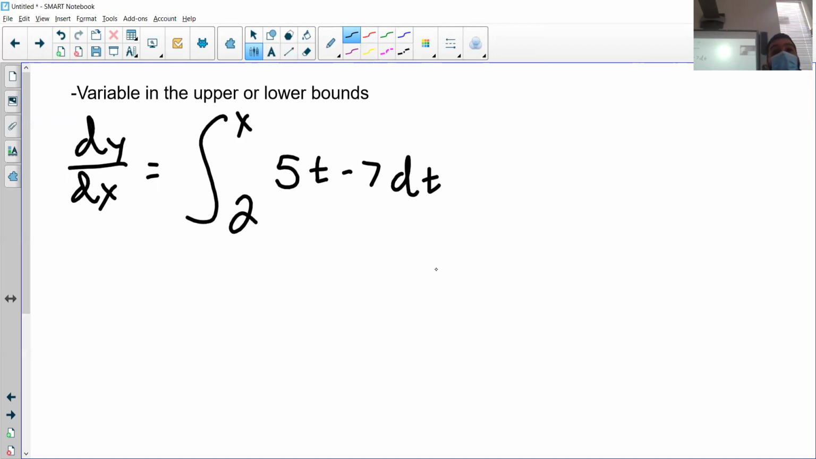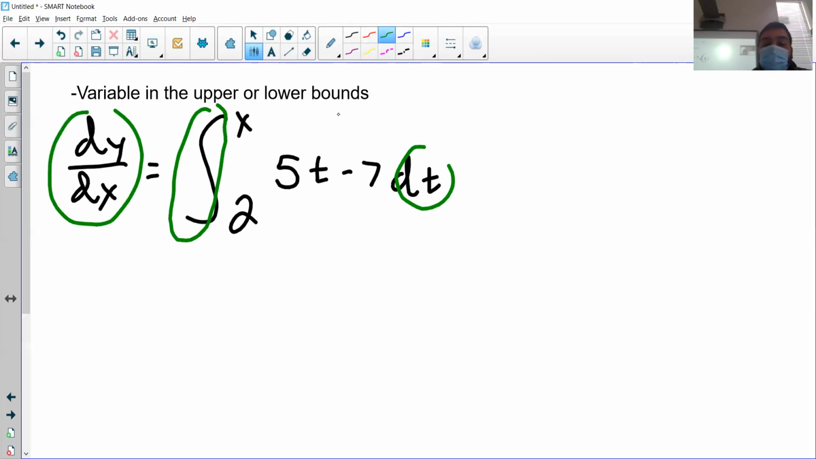So for this one, because this is a derivative and that integral symbol is an antiderivative, they basically cancel out. So only this integral symbol with the dt and this dy dx cancels out. Is t the same as x? In this case, inside here, yes.